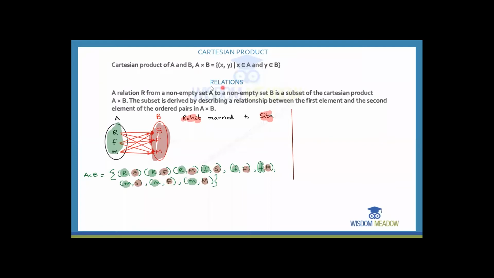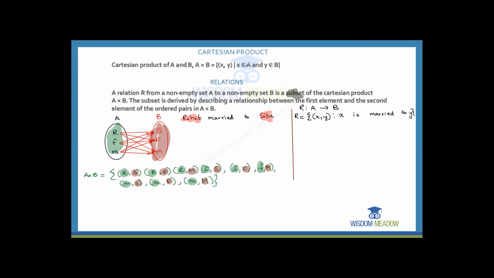Now, moving to the next concept, relations. A relation R from a non-empty set A to a non-empty set B is a subset of the Cartesian product A cross B. The subset is derived by describing a relationship between the first element and the second element of the ordered pairs in A cross B. Now suppose if we have a relation R from A to B defined as R is equal to the set of ordered pairs (x, y) such that x is married to y.